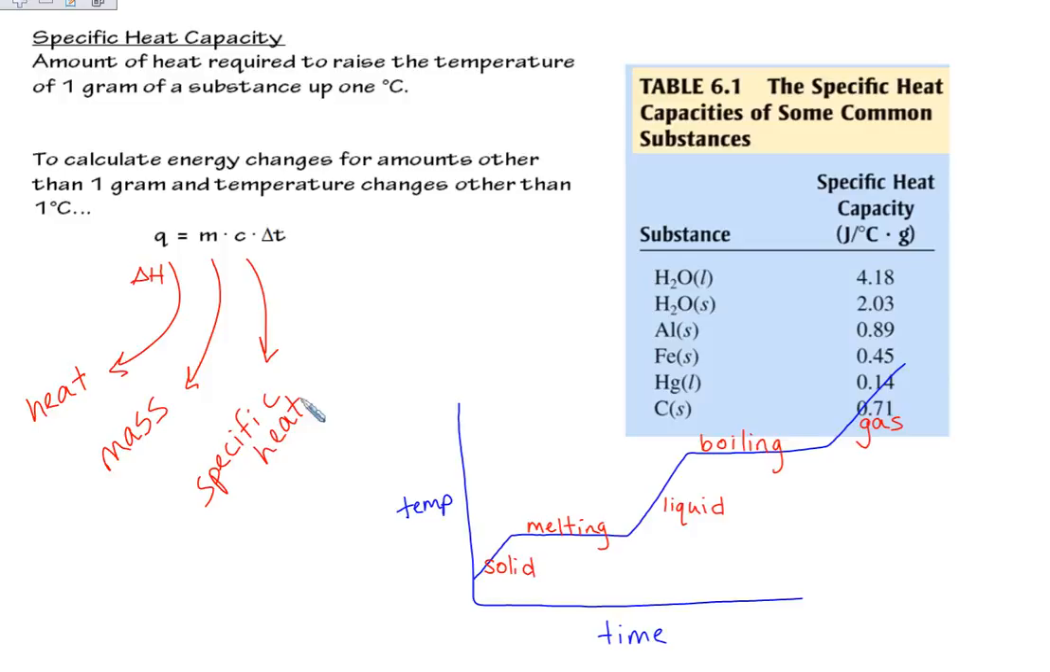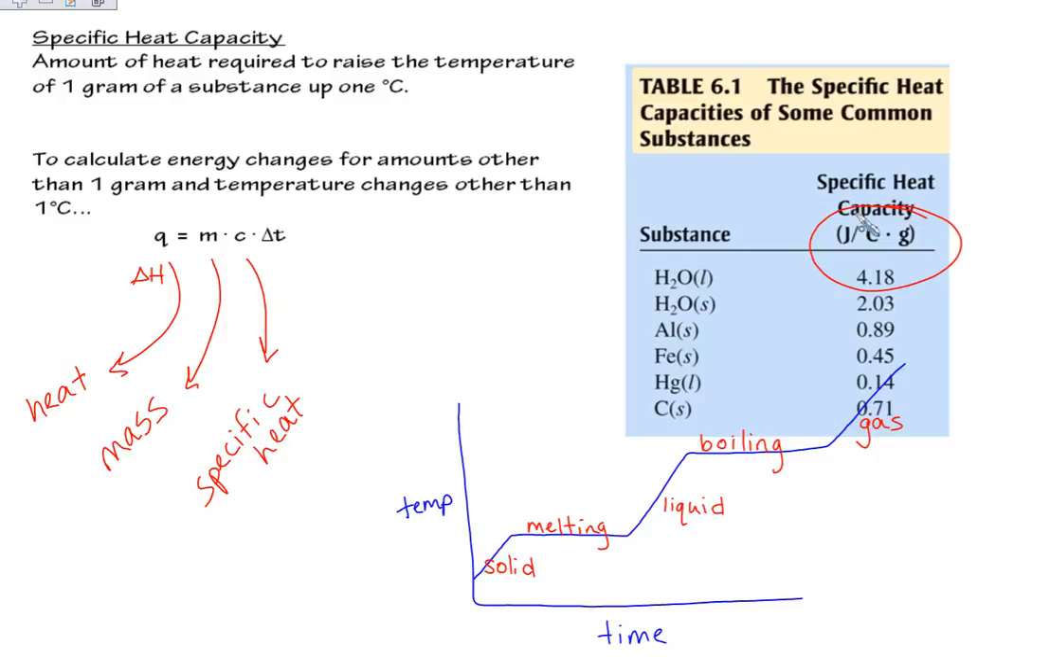Specific heat really is the amount of heat it takes to raise the temperature of 1 gram of a substance up 1 degree Celsius. You might recognize water on this chart. We've got some common specific heat values. Water in the liquid phase has a specific heat of 4.18 joules per gram degree Celsius. That unit means it takes 4.18 joules of energy to raise 1 gram of water up 1 degree Celsius. So you start with this specific heat. It's a constant. You look it up on a chart, or it's just given to you in the problem.